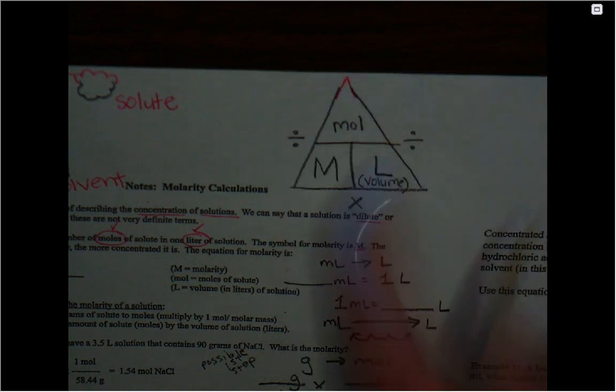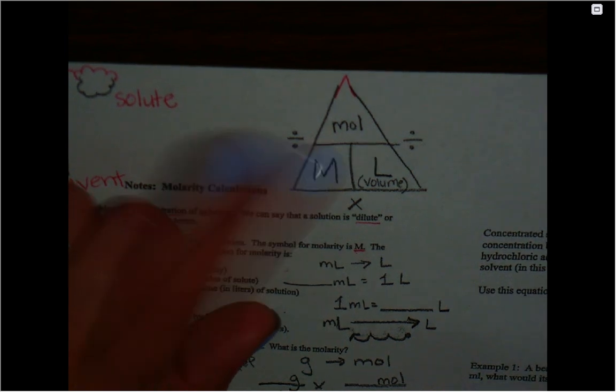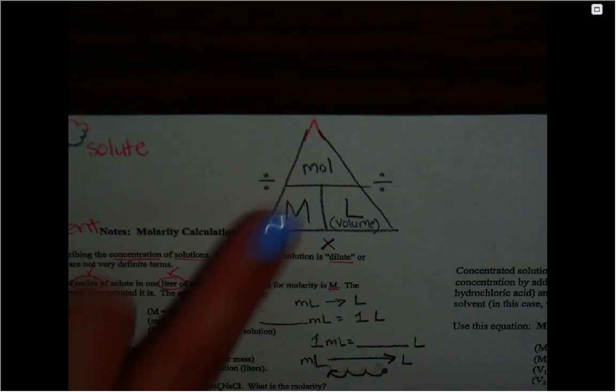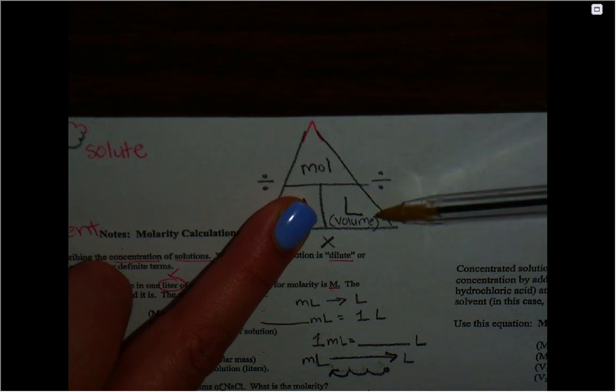So what you do with the triangle, you cover up the letter that you're solving for. We've used the triangle, but a lot of us forgot it. So you cover up what you're solving for. For example, if I'm solving for molarity, I would cover up the M. This tells me moles divided by liters.